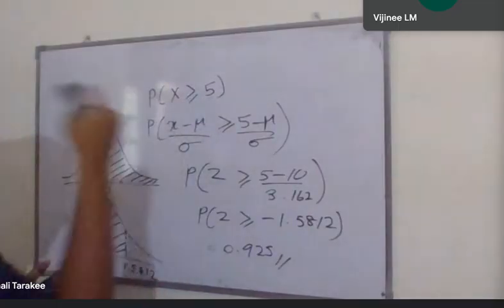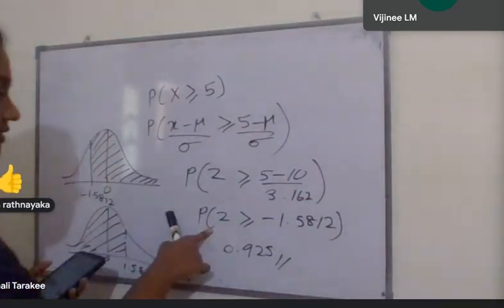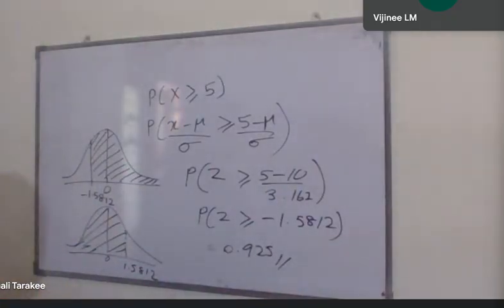So x value එක අපි z value එකකට convert කරගෙන ඒකේ possibility ගහනවා tables වලින්. Okay.